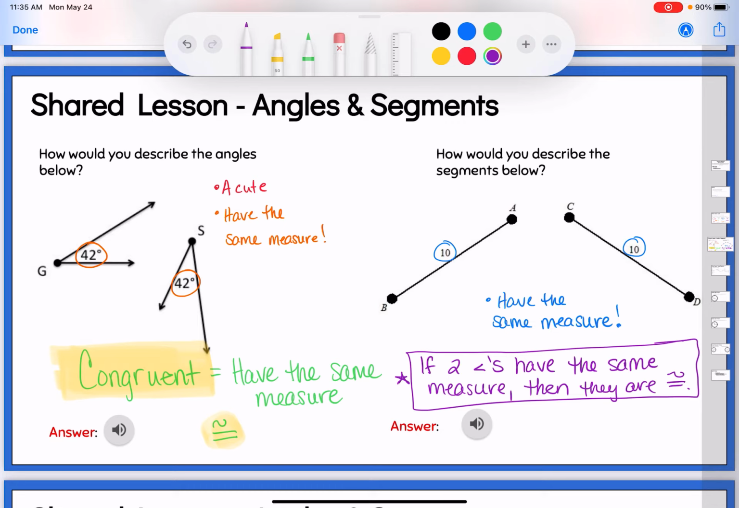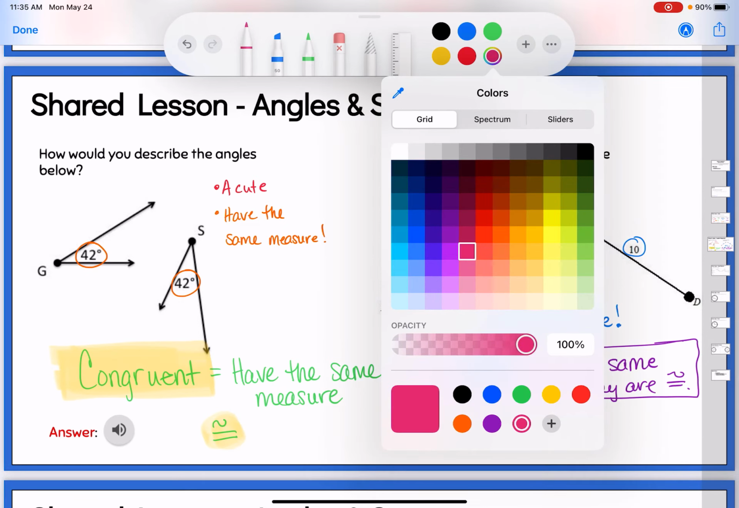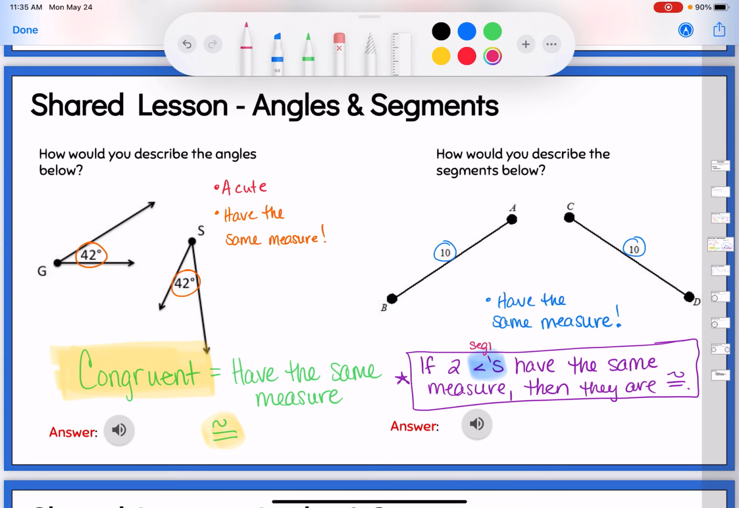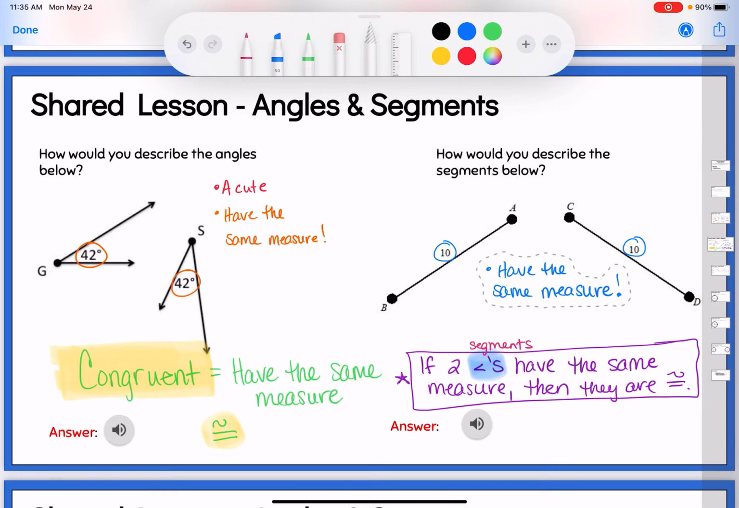Now, we said if two angles have the same measure, but as we just saw, it could be angles or it could be segments, right? So that word angles could be replaced with the word segments if we wanted to. And we'll talk later on about how we switch the order and all of that. But that's the idea behind congruent. If two angles have the same measure, then they're congruent. If two segments have the same measure, then they are congruent.